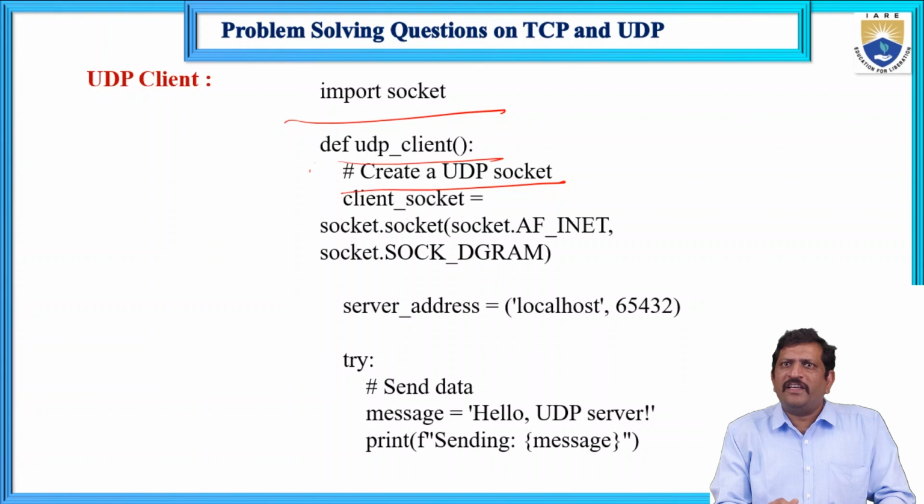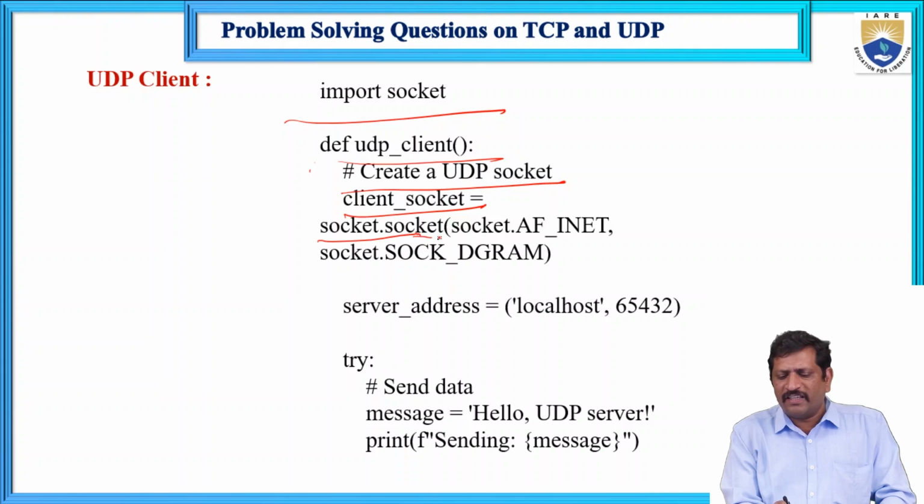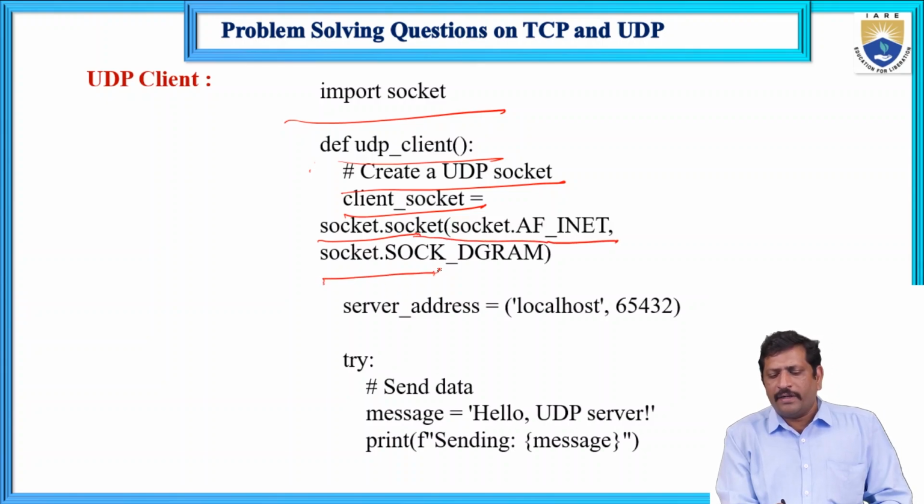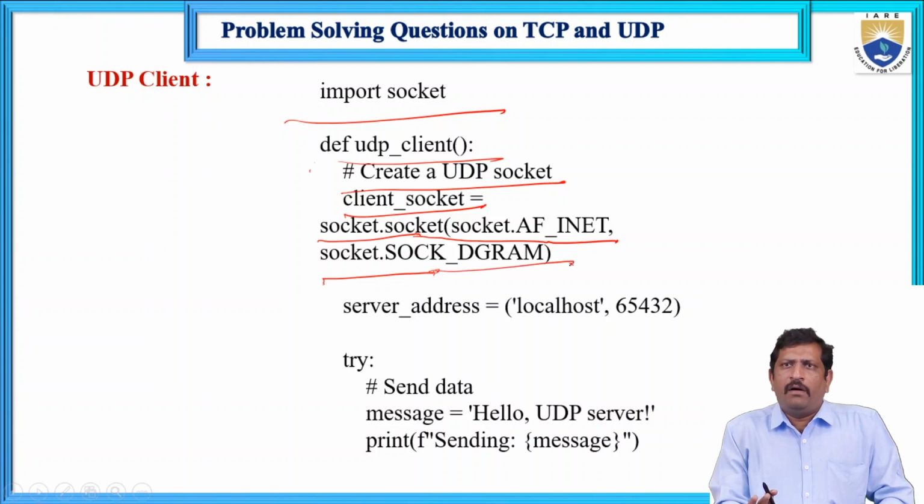The best example is mobile communication. That is the client socket: socket.socket(socket.AF_INET, socket.SOCK_DGRAM). With the help of this code, we can create the socket at the client side.